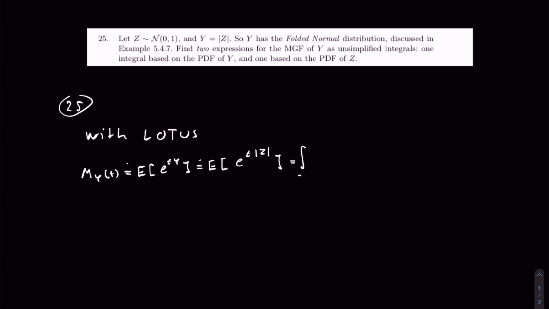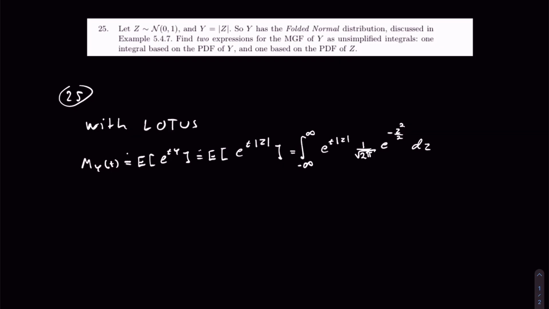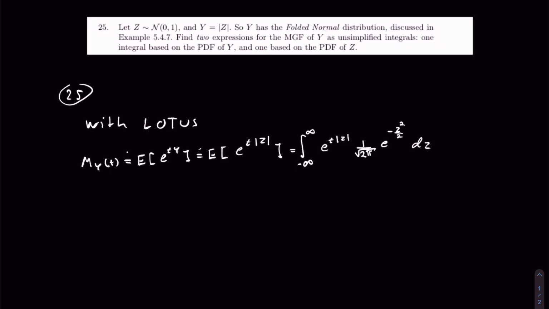And then using LOTUS in this third equality, we can write e to the t absolute value of little z, and now using the PDF of Z, so that's the standardized normal, dz, right? So we're fine with just leaving it as an unsimplified integral, as stated in the question. Well, this is almost as far as we get.